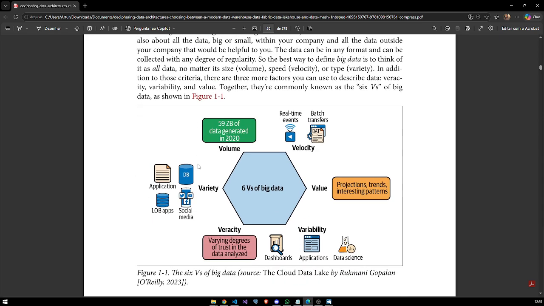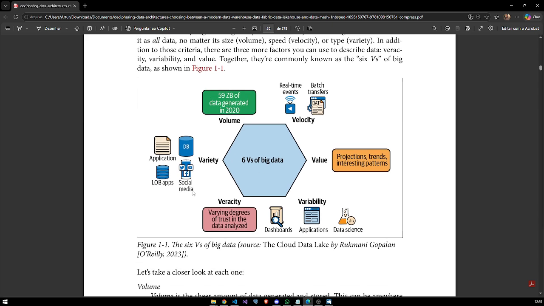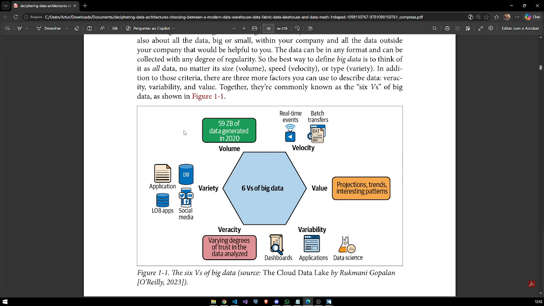Okay, so the first V of big data is variety. It means the variety of data that we can save. It can be extracted from applications, databases, transactional and non-transactional databases. It can be extracted from social media. It can be extracted from PDFs, CSV files. We already talked about that. And we also have the volume.